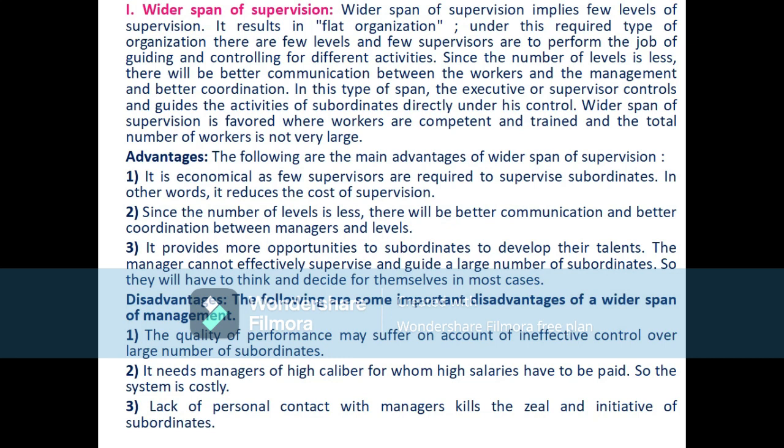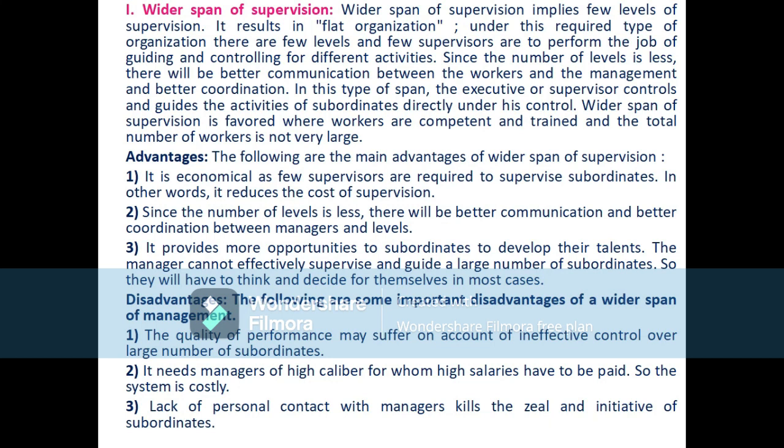So wider span of supervision, or wider span of control, can be used in organizations where the subordinates are more competent, more potential, and well-trained people. Even if the manager is not present, they are able to work effectively. So for wider span of supervision, we have to remember a flat organization, few levels, few supervisors, and the assumption that subordinates are more competent and more trained people.